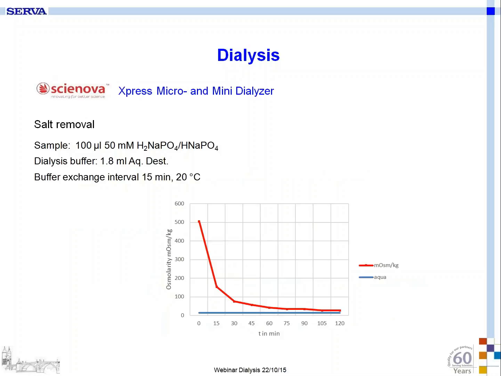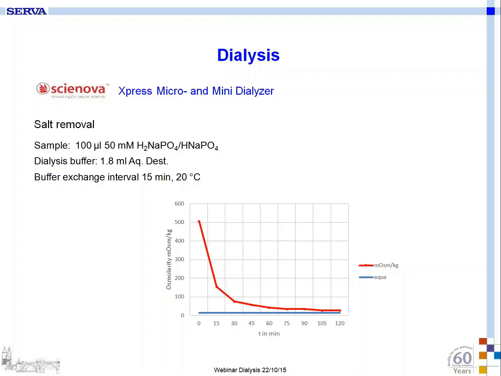To show you what I mean by a significantly reduced dialysis time with the micro and mini dialyzer systems, I want to show you two application examples. One is the removal of salt and one is the removal of detergent. In the first example, there was the sample dialyzed with 100 microliter phosphate buffer against 1.8 milliliter water, and the buffer was exchanged every 15 minutes. And then the osmolarity of the sample was measured.